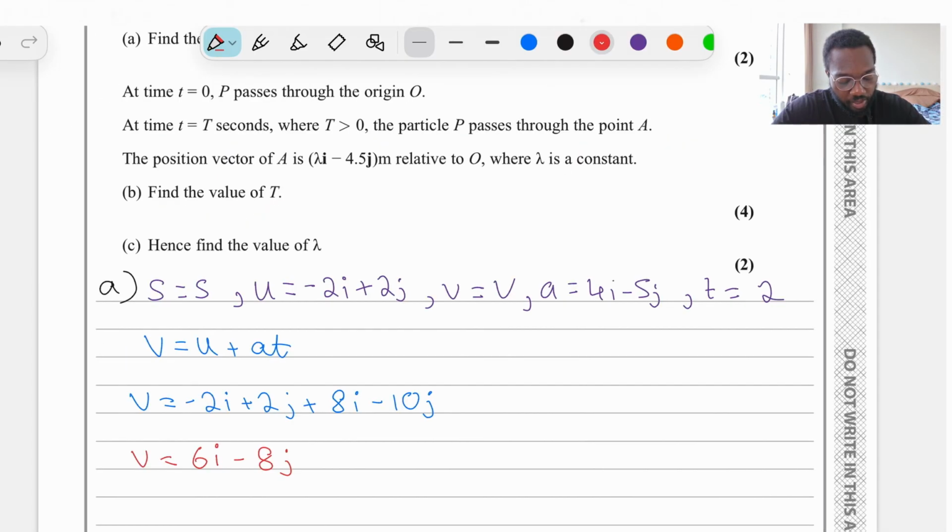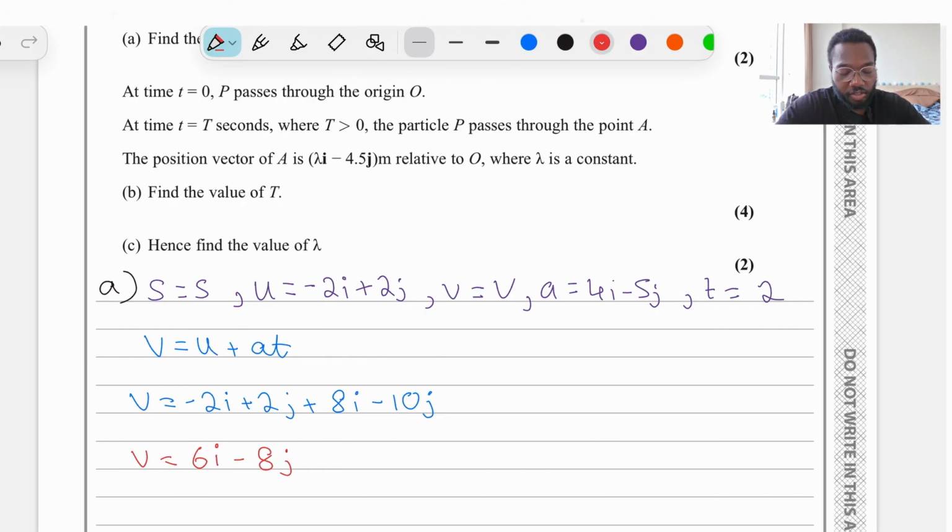So for part b, we have that at time t equals 0, P passes through the origin O. And at time t equals capital T seconds, where capital T is greater than 0, the particle P passes through the point A. The position vector of A is lambda i minus 4.5j meters relative to O, where lambda is a constant. We need to find the value of t, and then find the value of lambda. So a lot to digest in this question.